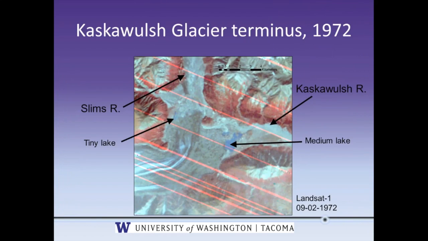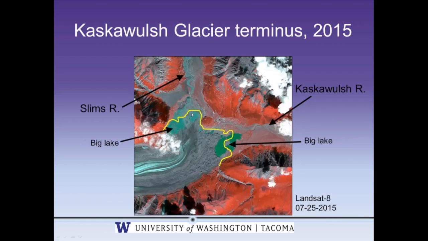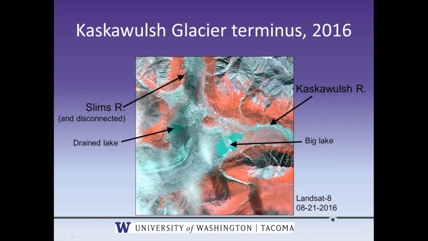So this is a Landsat image from 1972 showing the Kaskawulsh Glacier terminus here, and you can see a couple of lakes here. Most of the flow is heading north. This is 2015, and you can see this lake here has grown substantially, and the glacier's retreated. The yellow line is the 2015 terminus. In 2016, just a few months ago, you can actually see the lake here is disconnected from the Slims River, and all of the water is going out the Kaskawulsh River via a canyon cut through the terminus here.